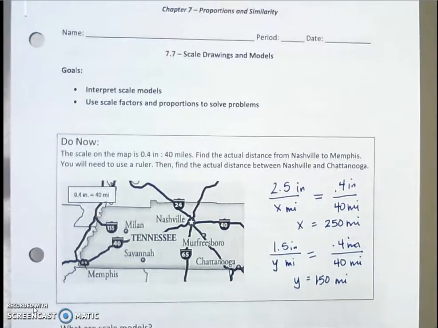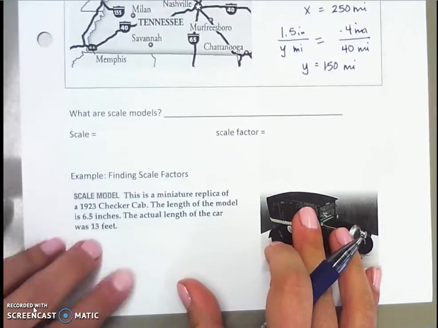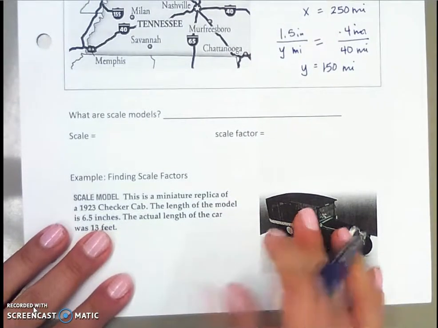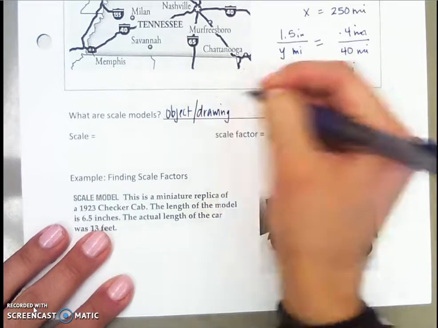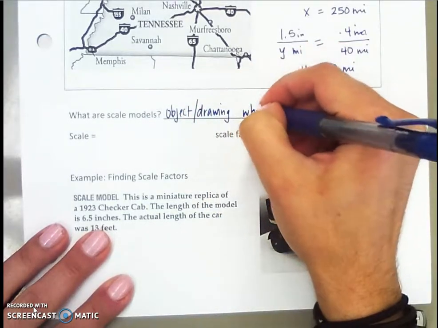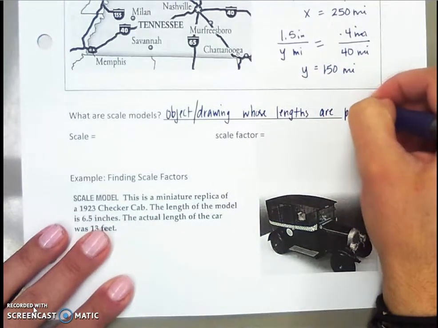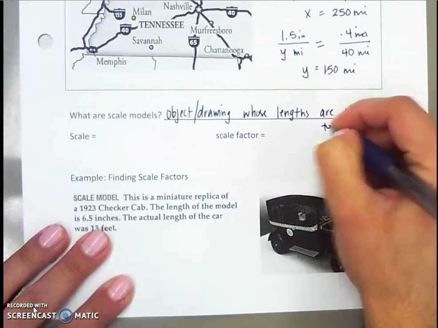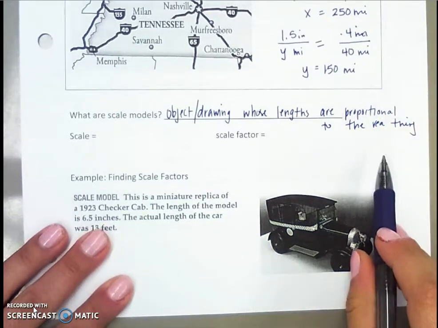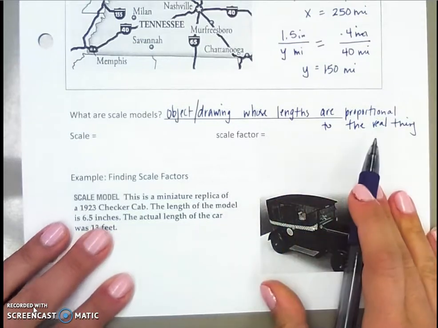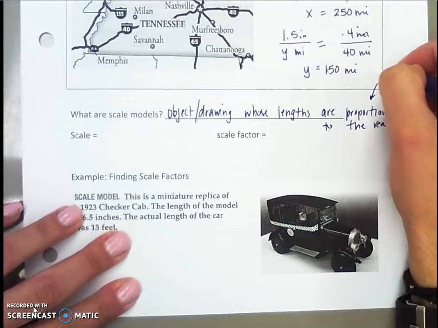Now we've been doing a lot of problems like this, and we've been using a lot of scale factors and a lot of scale models. So we're going to keep talking about that. Scale model, so we all have the same definition, is an object or drawing whose lengths are proportional to the real thing. So corresponding parts will still be proportional, meaning you will still have a common scale factor.